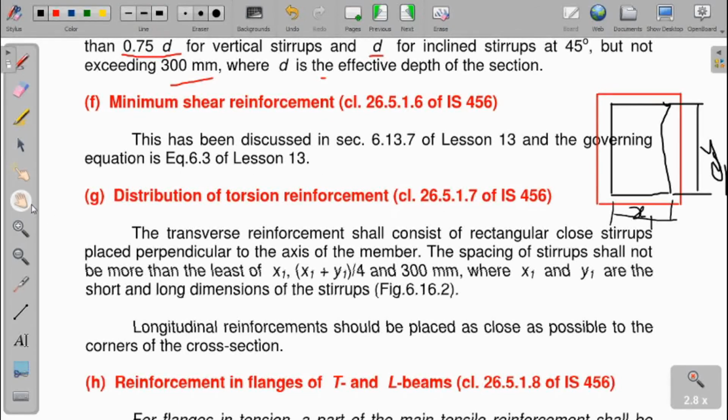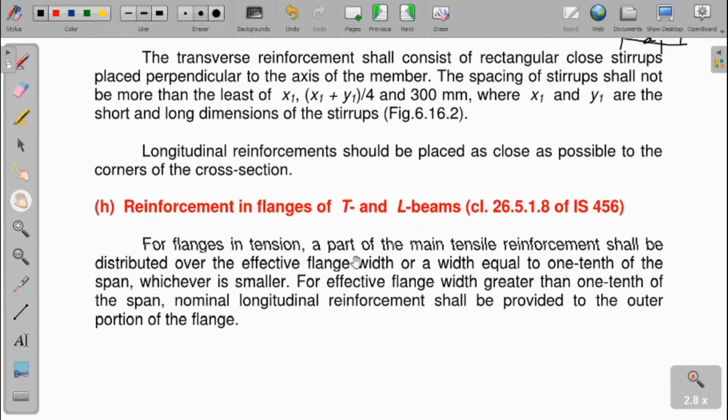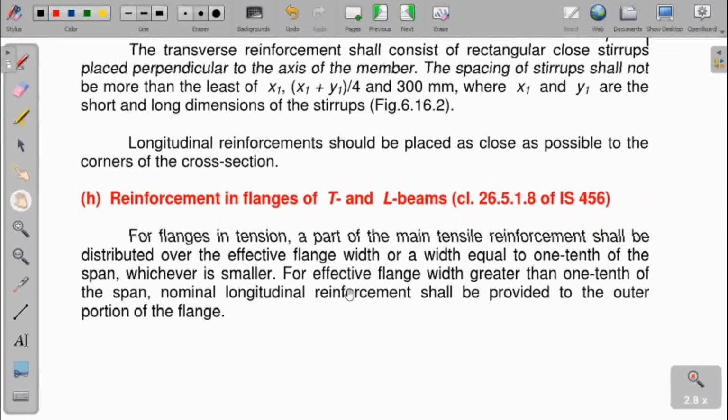Next part, the reinforcement in flanges of T and L beam. Whenever we are talking about the T beam and L beam and the flange, how to provide the reinforcement. For flanges in tension, a part of the main tension reinforcement shall be distributed over the effective flange width or a width equal to 1/10 of the span, whichever is smaller. For effective flange width greater than 1/10 of the span, the nominal longitudinal reinforcement shall be provided to the outer portion of the flange. So, in case of T beam and L beam, we have to provide the reinforcement as per these provisions. These are certain provisions that are given in addition to the design, and we have to keep in mind while designing the torsion reinforcement.